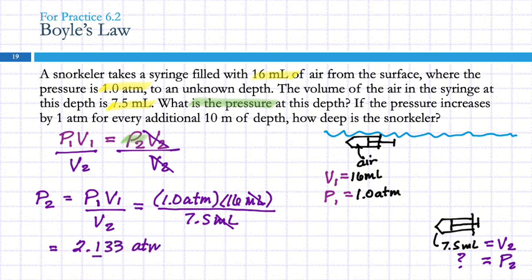So the pressure is 2.13 atmospheres. So expressing that as what is the pressure, we would round that and say 2.1 atmospheres. Because all of my other numbers have 2 significant figures, so my answer should have 2 significant figures. So that's the answer to the first question.